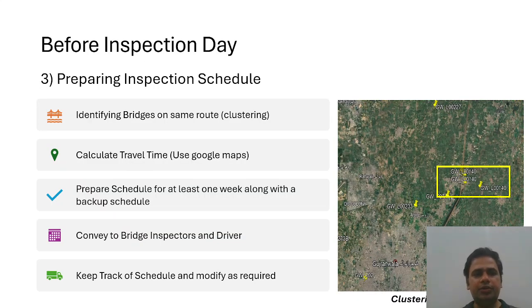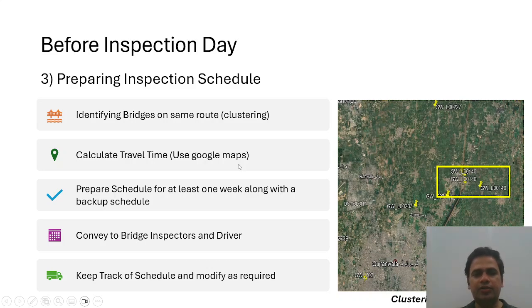The third is the preparation of the inspection schedule. Any consultant team or field formation has to prepare an inspection schedule to carry out the inspections. First of all, you can identify the bridges on the same route and cluster them, the bridges which are in the same vicinity or, as previously said, on the same route. For example, this is an example of a cluster. All these bridges are located in close vicinity, so they have been grouped as one cluster.